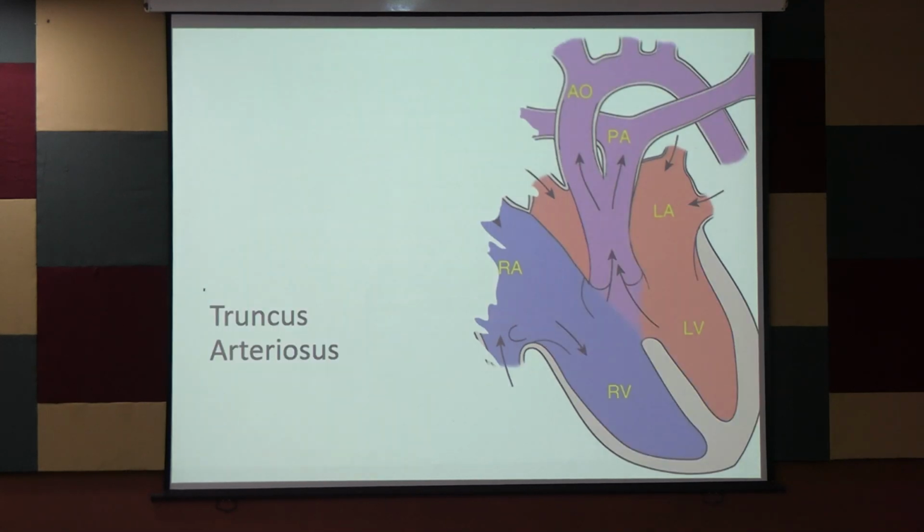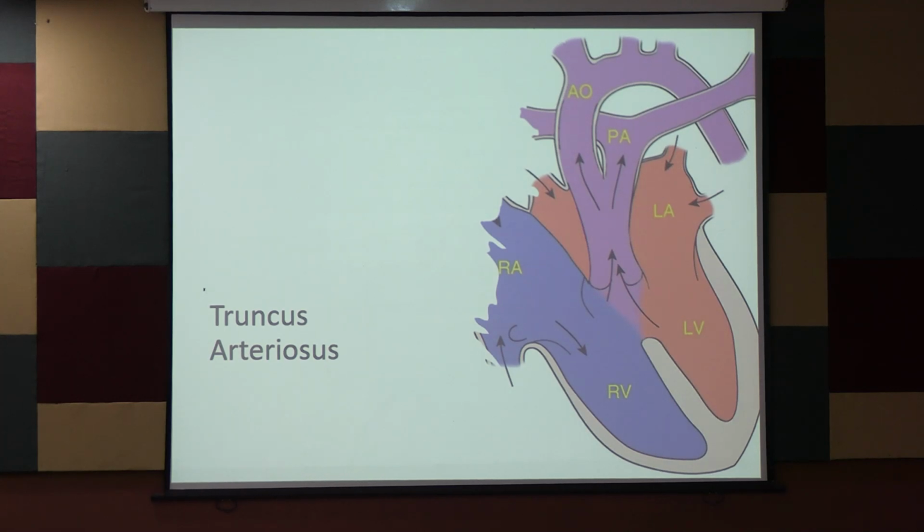Next to the truncus arteriosus, we have discussed. This trunk would be divided into the aorta and the pulmonary artery, but here there is no division. Here the main blood from both the left and right ventricle goes to the truncus, and then the blood passes to the aorta and the pulmonary artery. So there must be a large VSD for mixing of the blood.